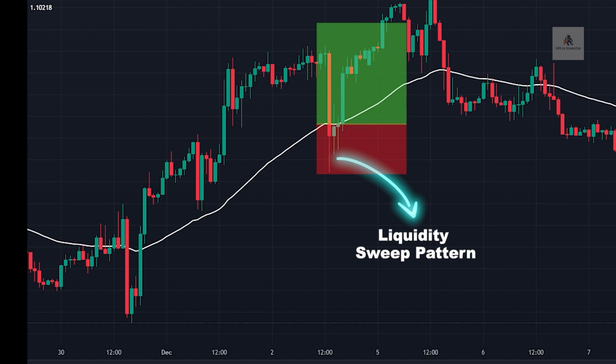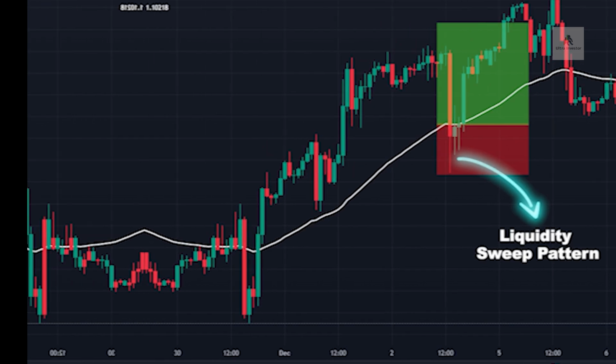Additionally, to manage your risk and potentially lock in profits, you can consider closing half of your position when the price reaches a 1-to-2 risk-to-reward ratio. This will ensure that you at least break even on the trade, even if the price moves against you after hitting your initial profit target.